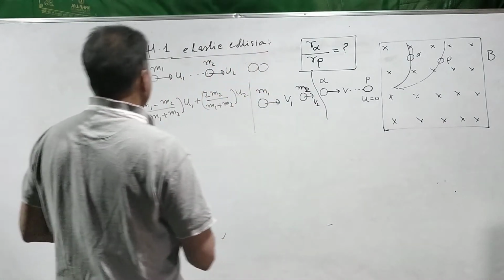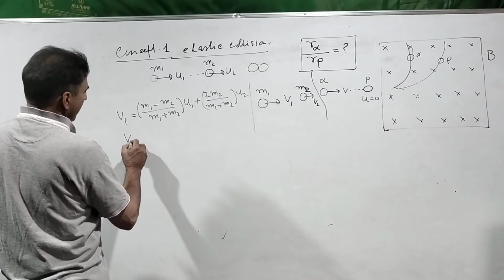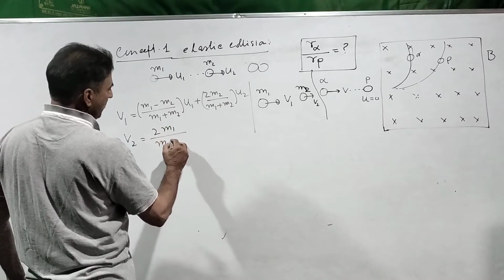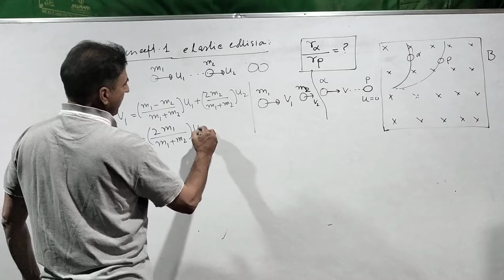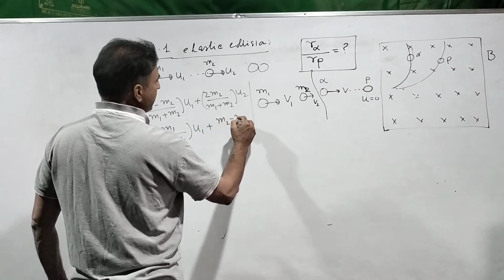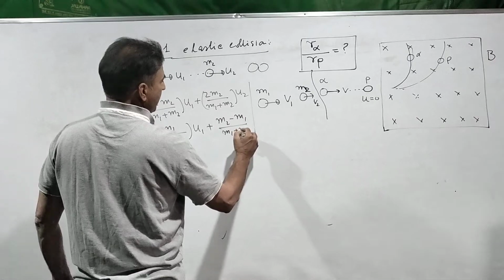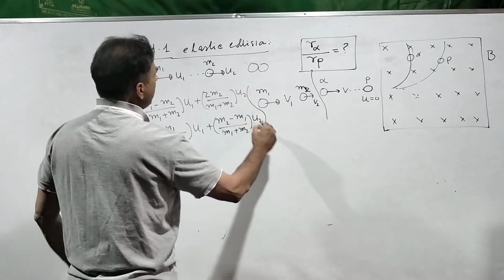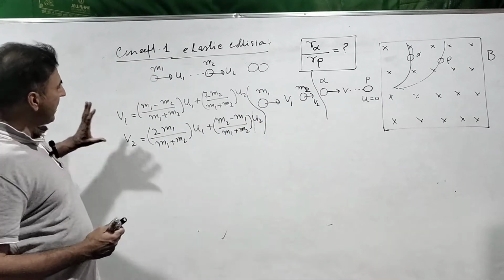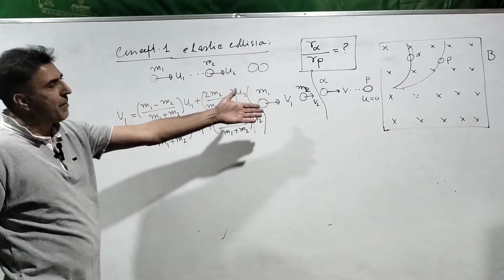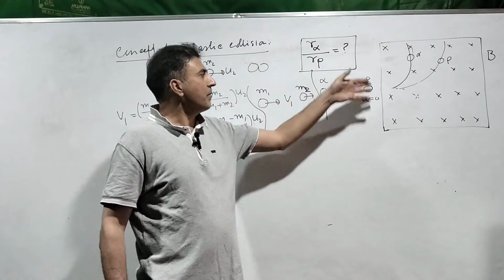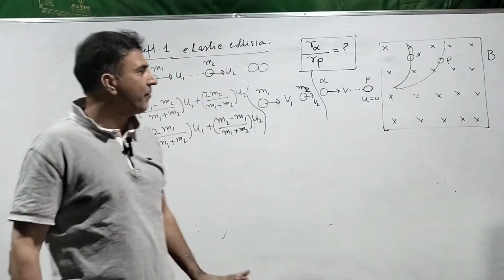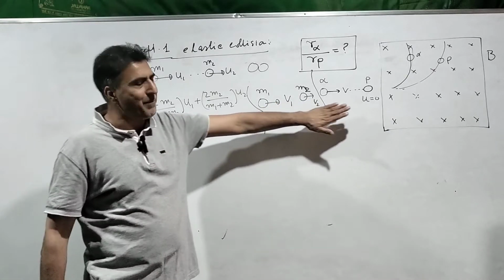Now, what about v2? That is twice m1 by (m1 plus m2) times u1, plus (m2 minus m1) by (m1 plus m2) times u2. These are the two equations which we get. And now I want to apply these two equations to the present case, where an alpha particle having velocity v hits a proton, and after the collision they have some velocities and enter the magnetic field.